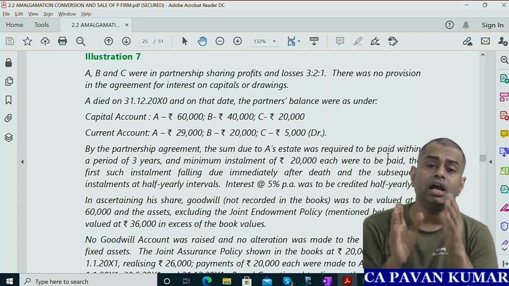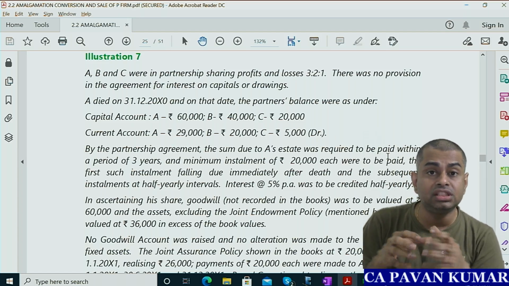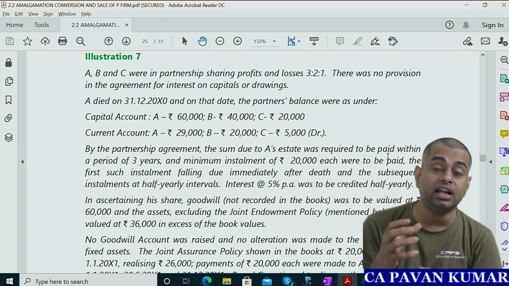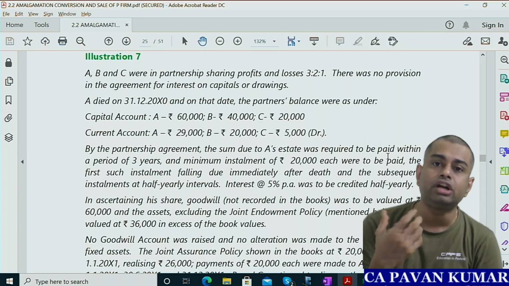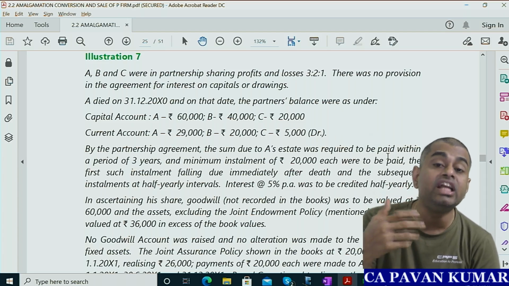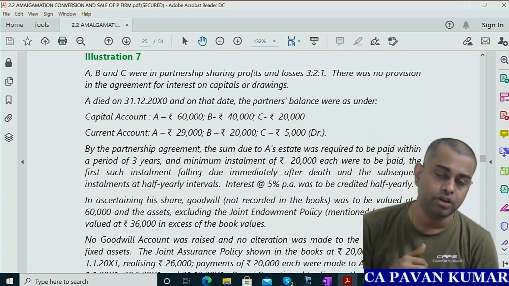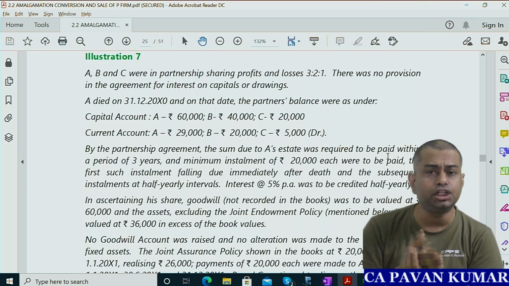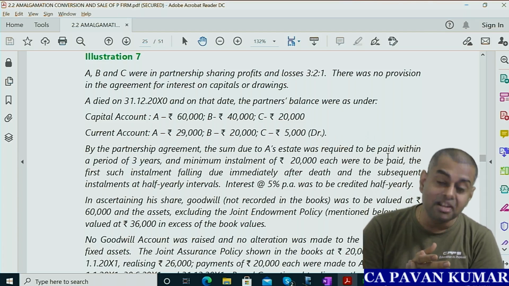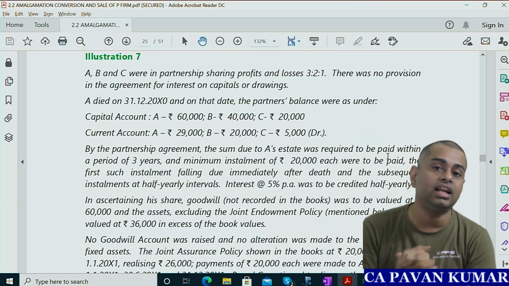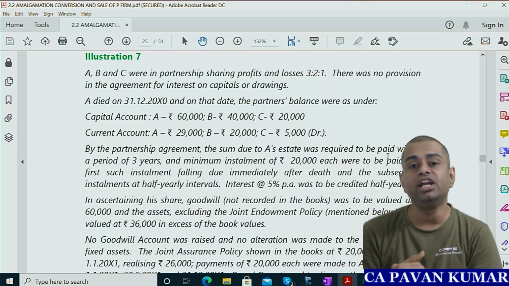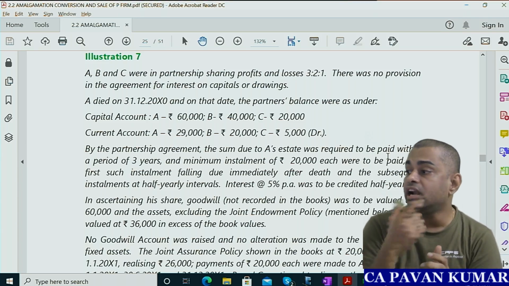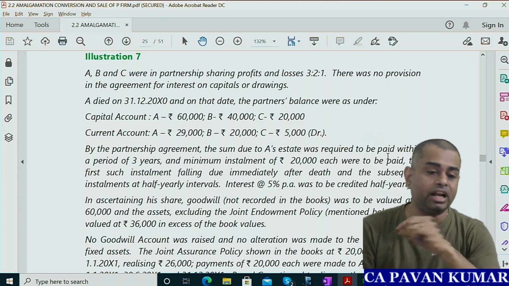Okay, so as executor, the person who is deceased, the deceased partner, his executor accounts also should be prepared, wherein you pay so many installments, you pay money in so many installments to him. Okay, and the revaluation of assets will be there, goodwill will be there, all the calculations, all the workings we need to do properly. Okay, so let us start with this problem number 7.